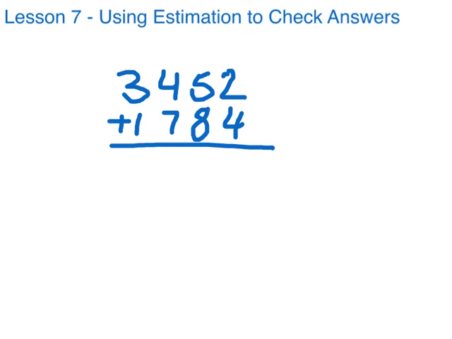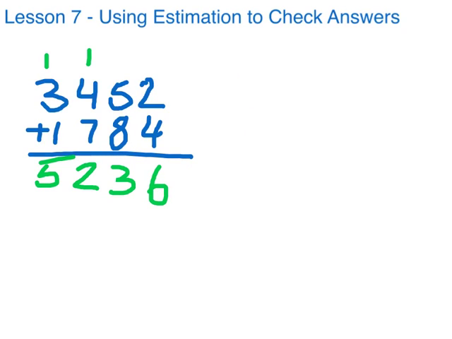So I'm going to start on the right side with the ones family, or the ones place value. 2 plus 4 is 6. 5 plus 8 makes 13. I'm going to put the 1 up here. 4 plus 7 is 11. Plus 1 is 12. 2 goes here, 1 comes up here, and 1 plus 3 plus 1 makes 5.